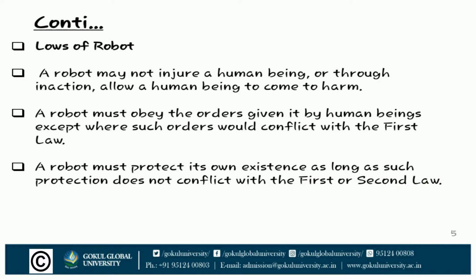Next, laws of robots. These are the three specific laws for robots. First, a robot may not injure a human being or, through inaction, allow a human being to come to harm. Second, a robot must obey the orders given it by human beings except where such orders would conflict with the first law. Third, a robot must protect its own existence as long as such protection does not conflict with the first or second law.